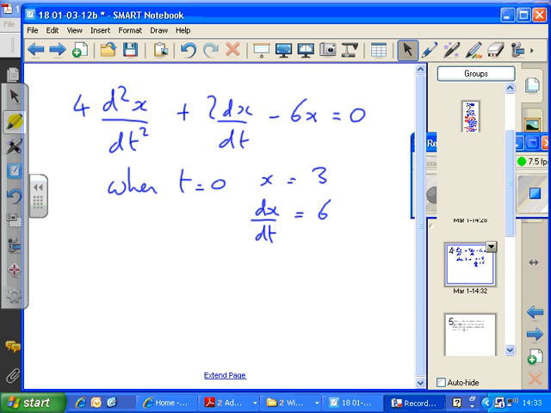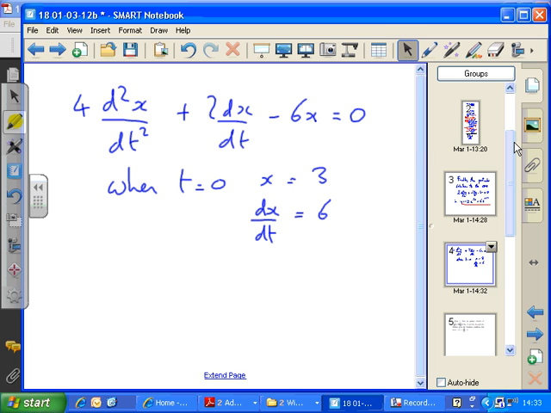So have a go at this one. Find the general solution by forming the auxiliary equation and solving it. And once you've got the general solution, put in the initial conditions that when t equals 0, x equals 3, and dx by dt equals 6, and find the constants a and b.